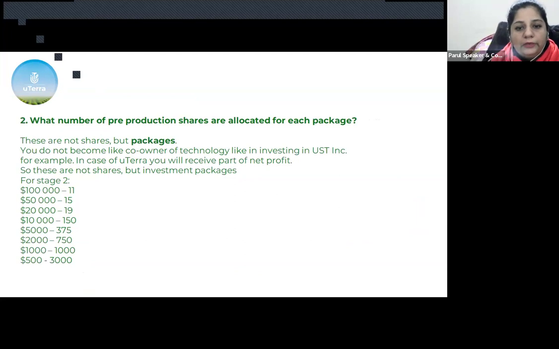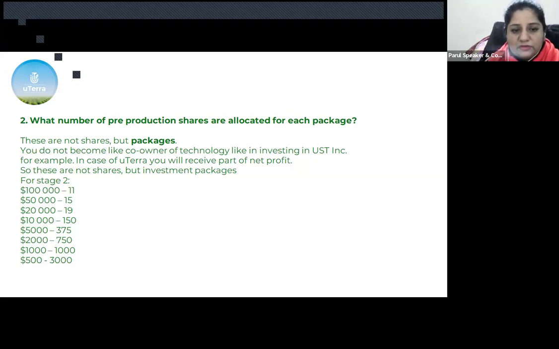Then, what number of pre-production shares are allocated for each package? There are not shares, but packages. We are not buying any shares. Again and again, I'm saying buy the package. You do not become a co-owner of the technology, like investing in USD. For example, in the case of uTerra, you will receive part of the net profit. So this is an investment of yours. You are investing, right? You are not buying shares. You will not have a dividend. You will have a return on investment, and you are buying packages.